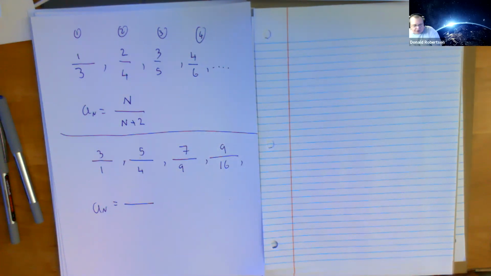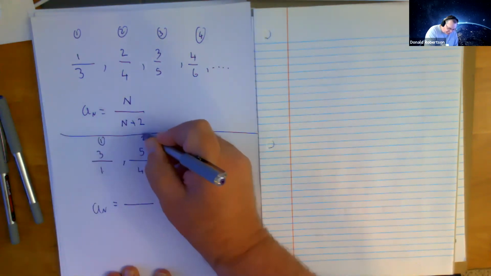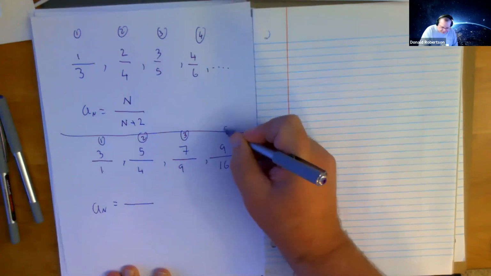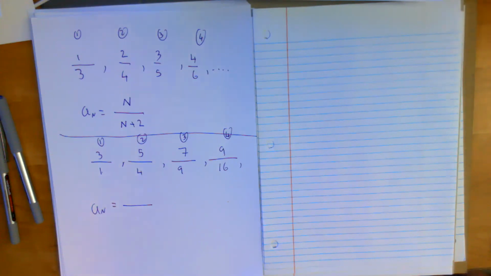Right, I need a formula that when you plug in 1, you get 1. When you plug in 2, you get 4. When you plug in 3, you get 9. And you plug in 4, you get 16. Hopefully that's obvious. What does that? When you plug in n, what do you get? N squared. Well done.